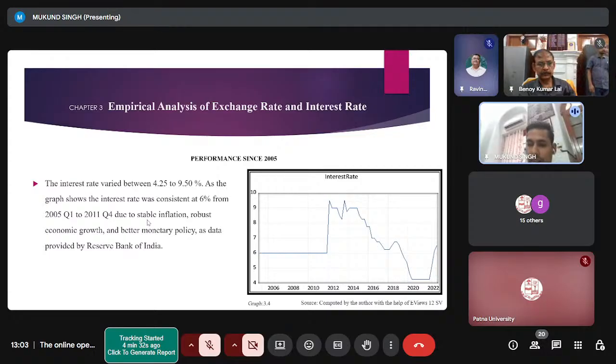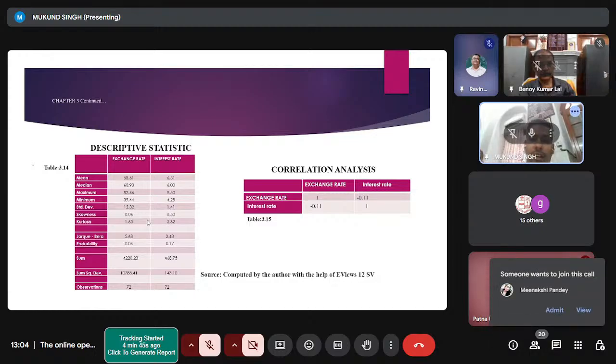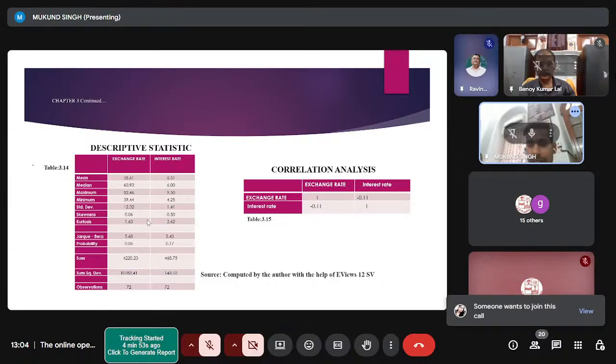This graph shows the pattern of interest rate since 2005 to 2022 second quarter. Now, descriptive statistics is based on 72 observations. During the study, the mean of the exchange rate is 58.61 rupees, while the interest rate is 6.51. The correlation is weak and negative between exchange rate and interest rate.